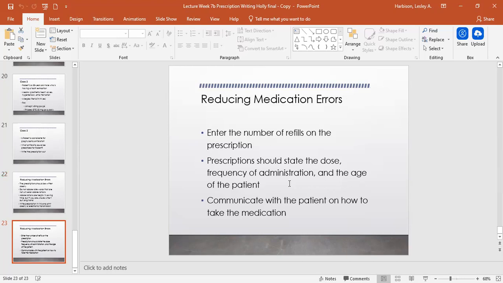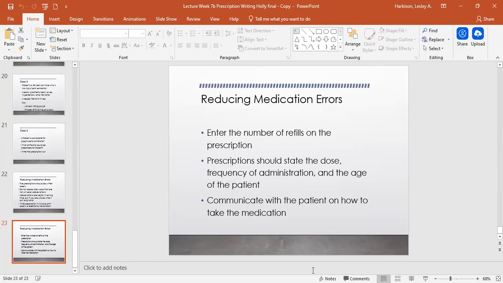Reducing medication errors, continued. Enter the number of refills on the prescription so that they can't write it in. Like if you only want them to have 1 or 2 refills, then that's all they should have. The prescription should state the dose, frequency of administration, and the age of the patient. Communicate with the patient on how to take the medication when you are handing them the prescription. The pharmacist should do this as well, but you should do it with your own patient. And that is it for that.